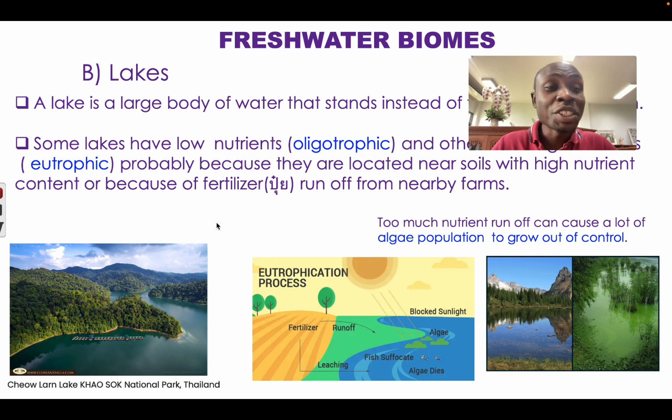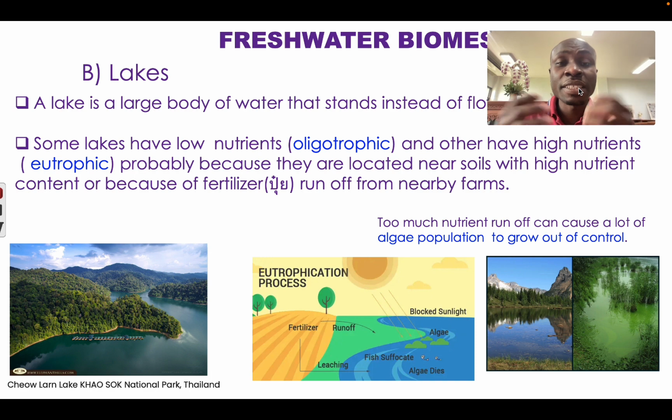Some lakes have low nutrients, which we call oligotrophic lakes. They have very little nutrients. And others have a lot of nutrients. We call them eutrophic. Now, they have nutrients because of many reasons. Sometimes it's because the land or the soil has a lot of nutrients, which moves into the water or into the lake. But sometimes it's because the fertilizer from farms is washed into the lakes, and this brings a lot of nutrients into the lake.